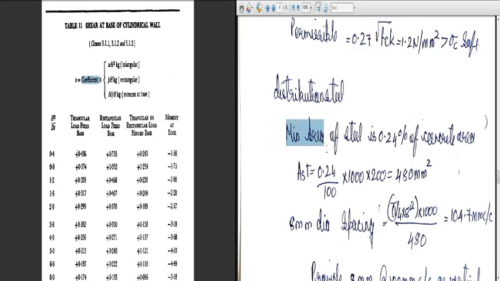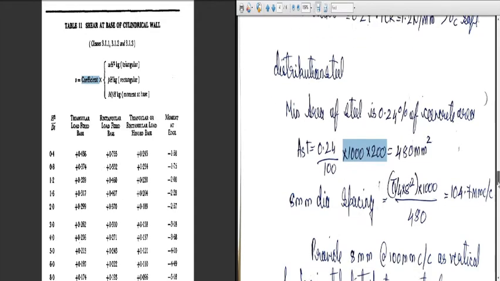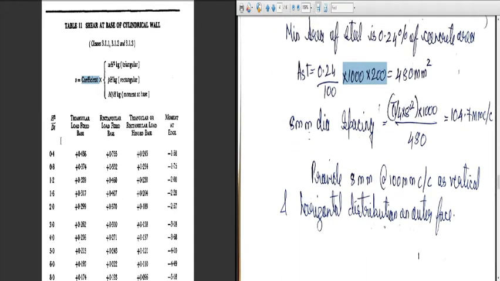So minimum area of steel is 0.24% of the concrete area. So let us see the concrete area. So area of steel is equal to 0.24 divided by 100 into b into D, so 1000 into 200 mm, which is equal to 480 mm square. So 8 mm diameter bars, let us calculate the spacing. So pi by 4 into 8 square into 1000 divided by 480, which is 104.7 mm center to center.